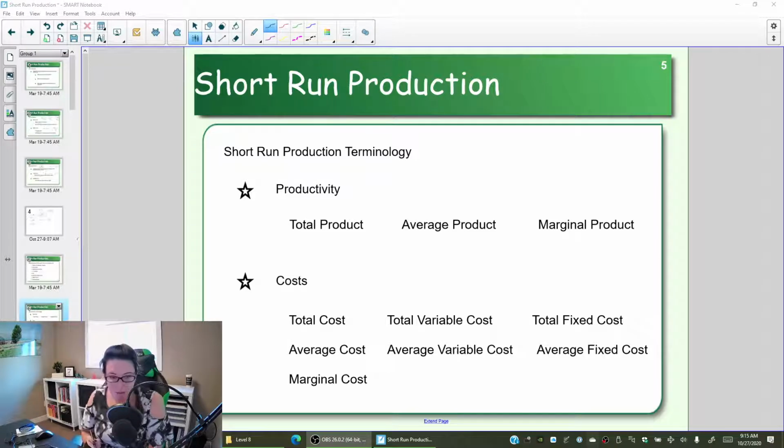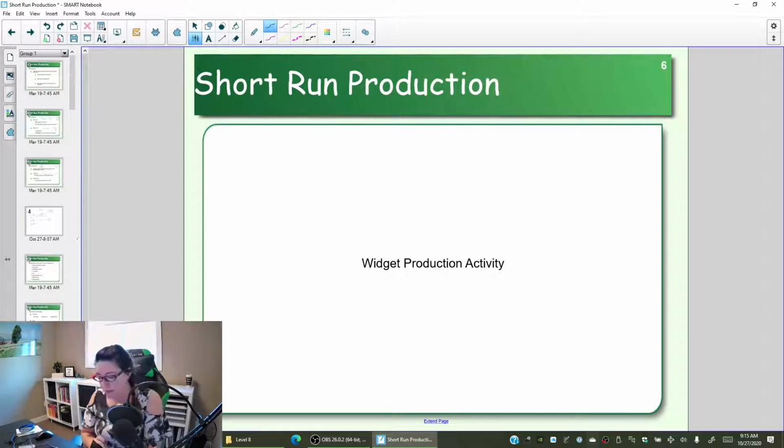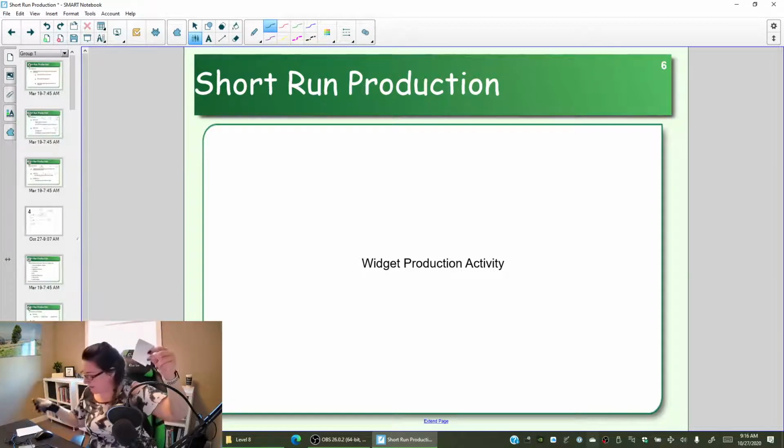So in order to dive into these definitions and calculations, we're going to do an activity. We're going to produce widgets. We're going to define a widget for this activity as taking a piece of paper, folding it once, folding it twice, and then stapling it. So, must-have gift this Christmas, everybody wants a widget. Widgets are just made-up goods that we use to illustrate economic theory.